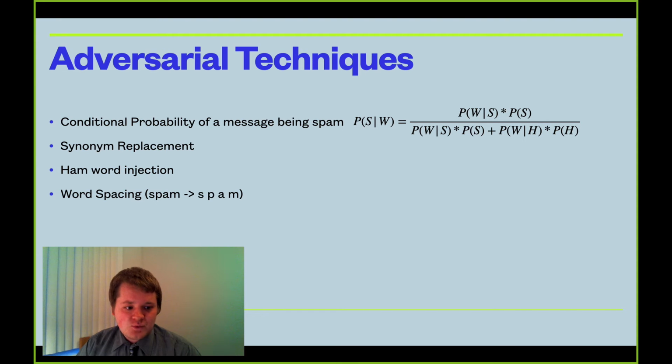Another technique is word spacing. It's an additional adversarial technique that can be used to incorrectly classify spam messages as legitimate. Because spaces are introduced, the text parser of the spam filter may interpret a spam word, for example spam, as individual words, and in this case it would be S, P, A, and M. As a result of this, the spam word frequency is disrupted, possibly allowing the message to get through spam filters.